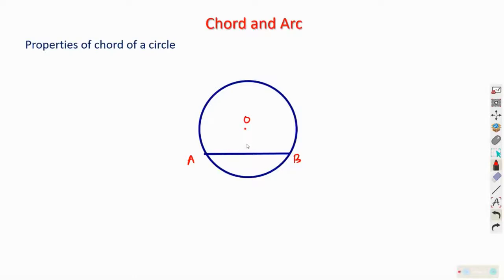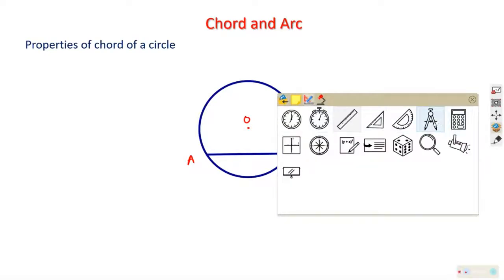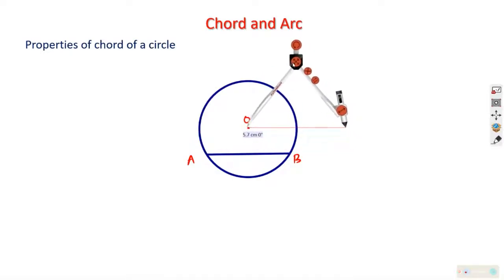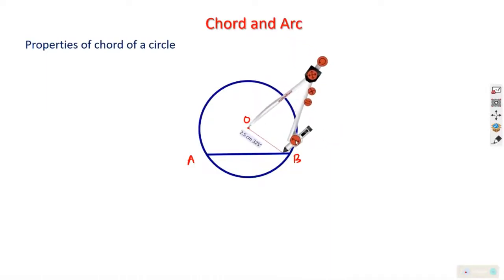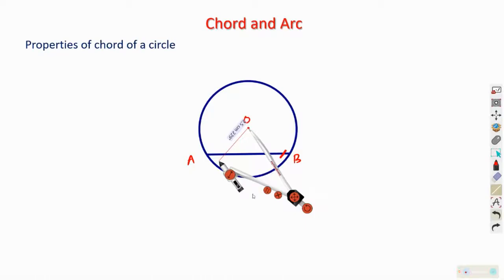So let me draw a perpendicular from the center of the circle to the chord. That is the thing to be done. Let me draw. I will be doing it with compass for more accuracy. Let me take the compass. From the center I have to draw, so I will keep the compass at the center. Adjust the compass in such a way that I can draw an arc on this side as well as on the other side.